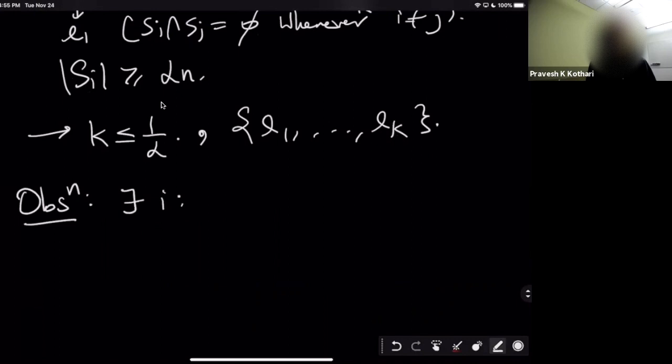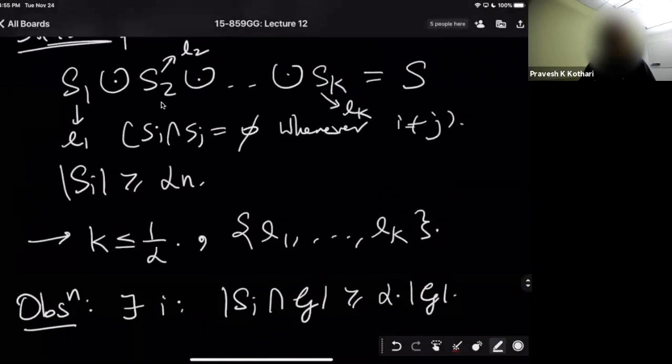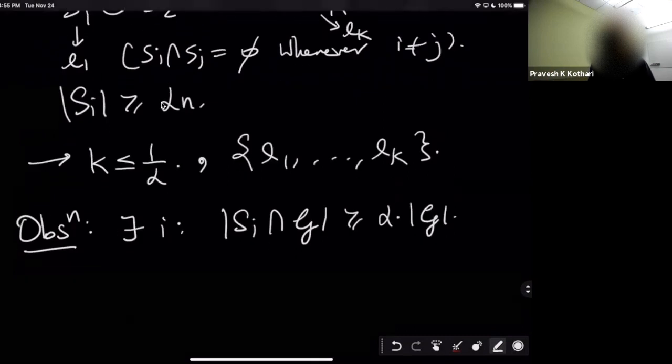There must exist an i such that Si intersect the good part is at least alpha fraction of the good part. Why? It's the pigeonhole principle, right? This S1 through Sk is a partition of all the points, right? G is some set. So G's points are spread out across S1 through Sk. And so one of the sets must contain at least 1 over k fraction of the points. So this alpha is simply 1 over k.